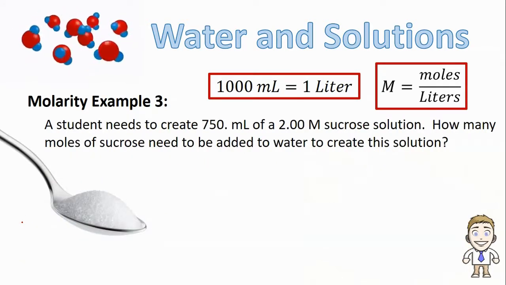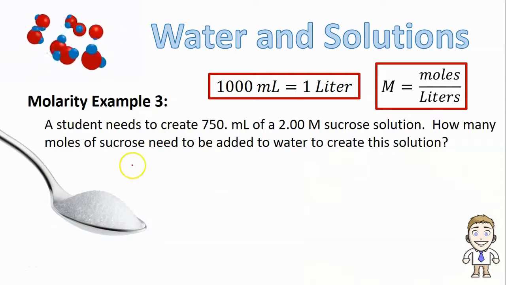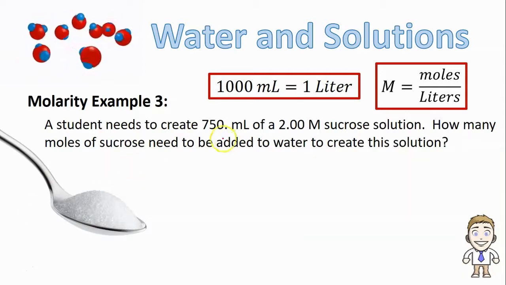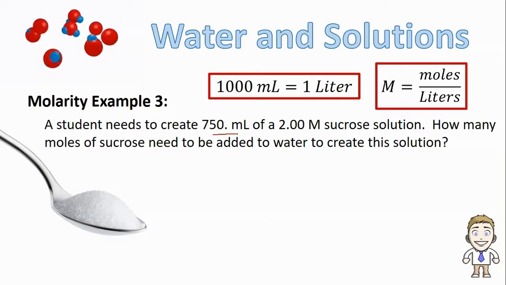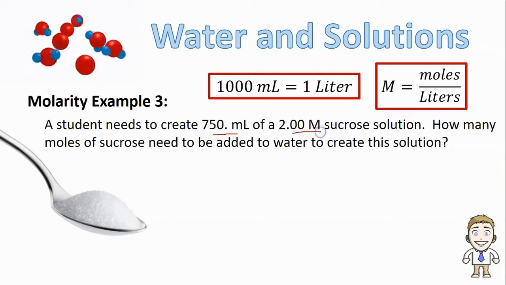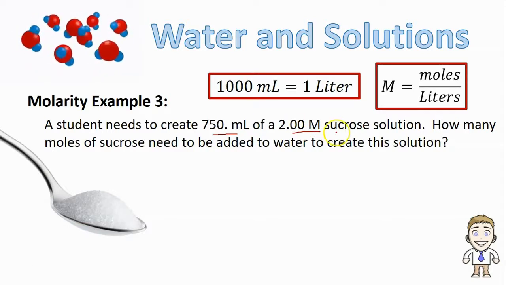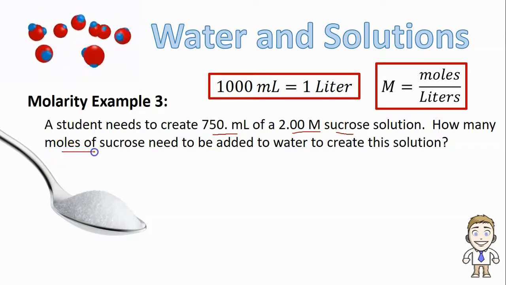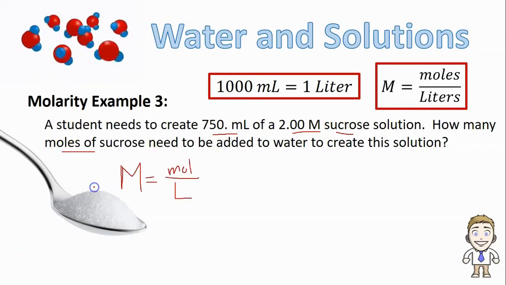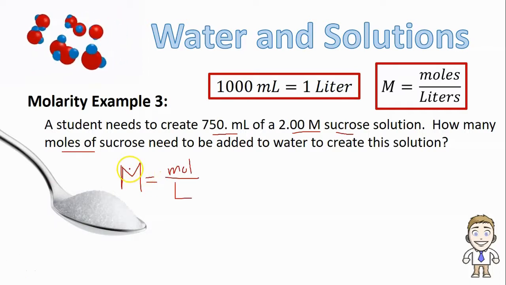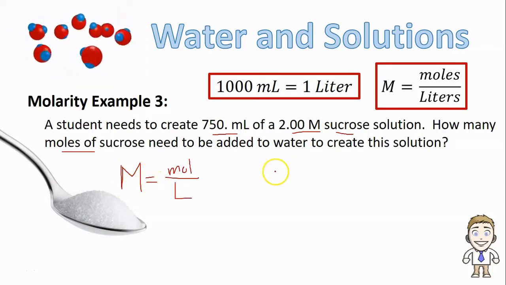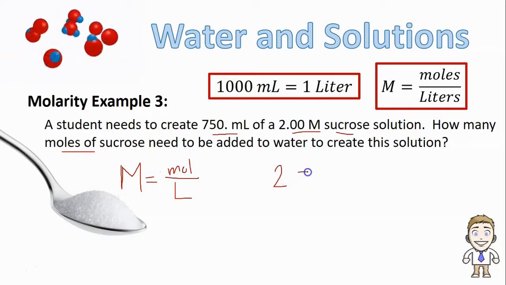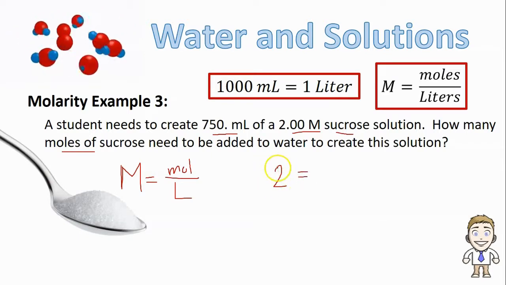Here's one final example, slightly different than the previous two. Describing a student creating a 750 milliliter solution that is 2M, or that has a molarity of 2 for sucrose as the solute. Instead here it's asking me how many moles. So unlike the previous two questions, I already know the concentration. It tells me that it's 2M, so I can plug in 2 for the molarity.